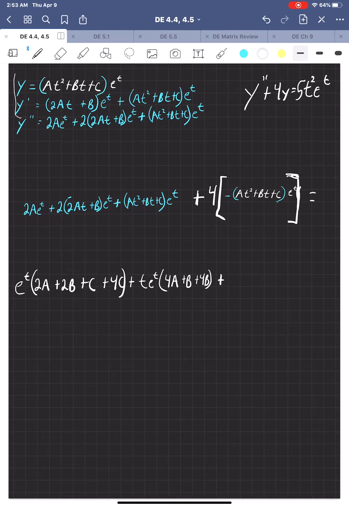Plus. We got t squared. And I'm going to talk to you about this in just a second. T squared e to the t. That's a plus 4a. And all of that has to equal 5t squared e to the t. Okay. So let's take a look at the result here.